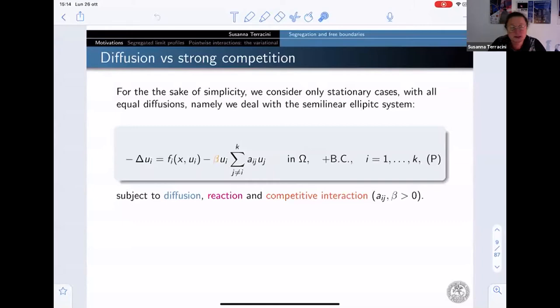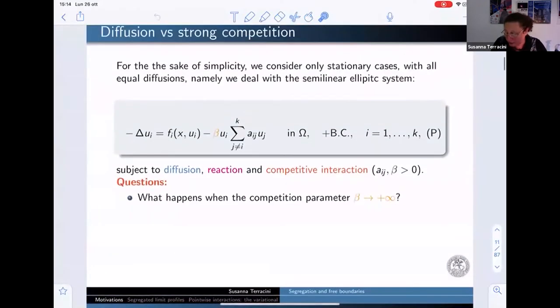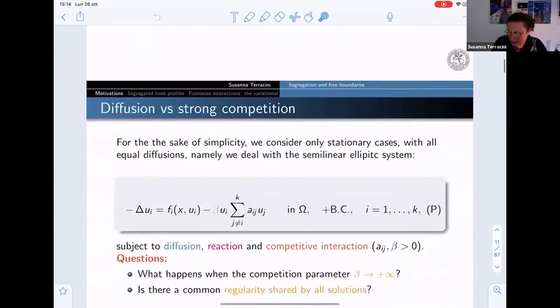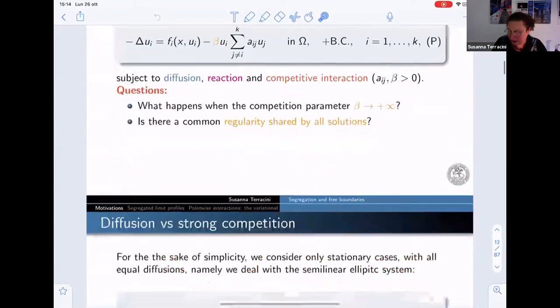In general, what is important is that we have a reaction, a diffusion, and competitive interactions. And so our main questions are: what happens when the inter-specific competition rates go to infinity with the same rate, so if there is a coefficient beta that goes to infinity? And then the second question is whether there is a common regularity shared by all the solutions independently of beta, for beta large.